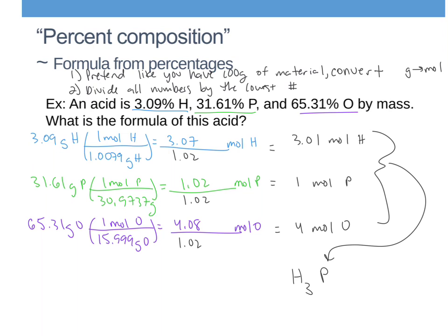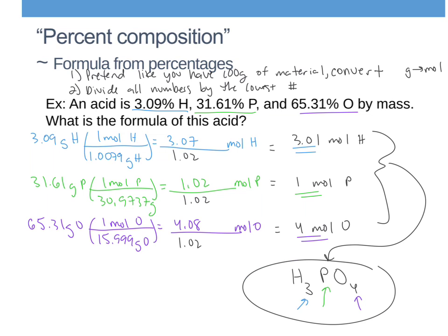As far as phosphorus goes, I have 1. As far as oxygen goes, I have 4. That's where I got these. This 3 is this 3. This 1 from the phosphorus is the one that I didn't write, but it's below the phosphorus. And this 4 is that 4 right there. So my answer for this would be H3PO4. I think that this acid is phosphoric acid. And that's how you can figure out the formula, because you're making mole ratios.